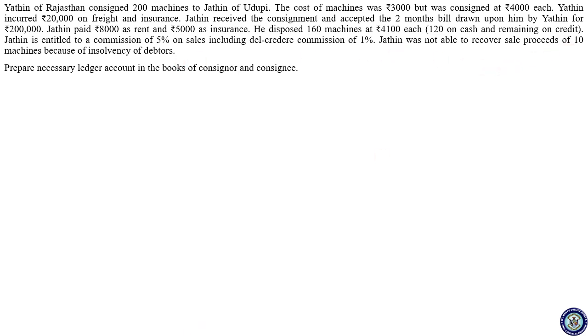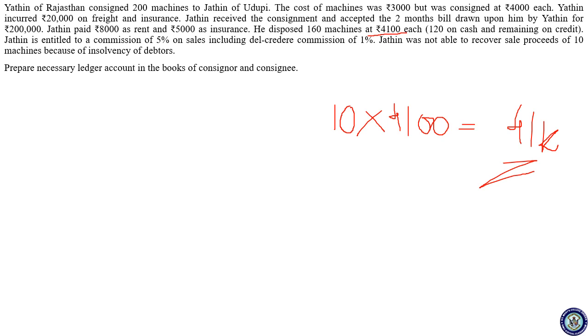Now, what is the value of the bad debt? 10 units which were sold are irrecoverable. So at what price did you sell? You sold at 4,100. So if you multiply 4,100 by 10 units, you will get 41,000. So this 41,000 is the bad debt figure. So what they asked: prepare the necessary ledger accounts in the books of consignor and consignee.